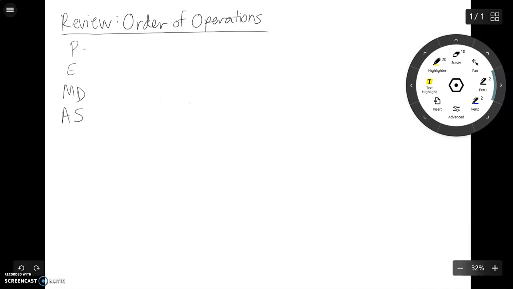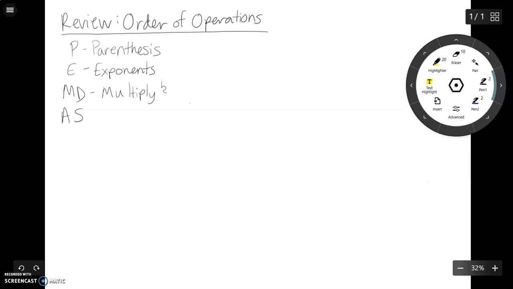So the first thing that you should do whenever you approach a math expression that you want to simplify is to simplify anything that's inside parentheses. The next thing you're going to want to do is look at the exponents and simplify the exponents. Then you're going to do multiplication and division.